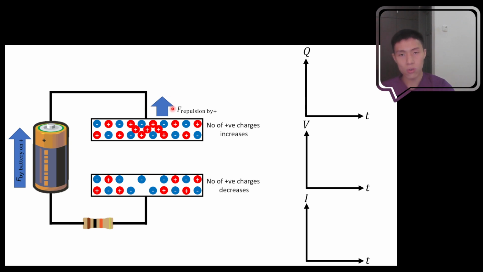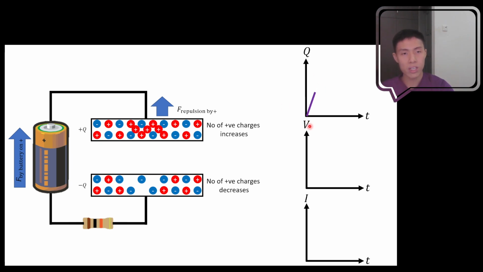So the number of positive charges increases on the upper plate and the number of positive charges decreases in the negative plate over here. So there's an accumulation of charge, positive Q and negative Q over here. That's why we are going to say that the amount of charge stored in the capacitor increases.